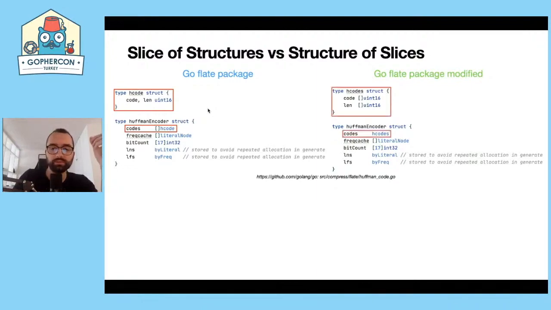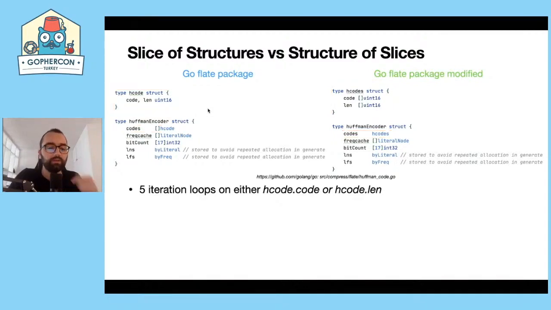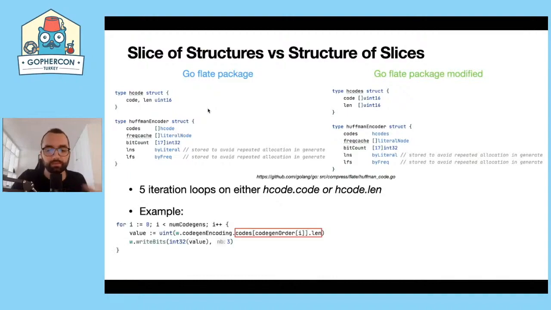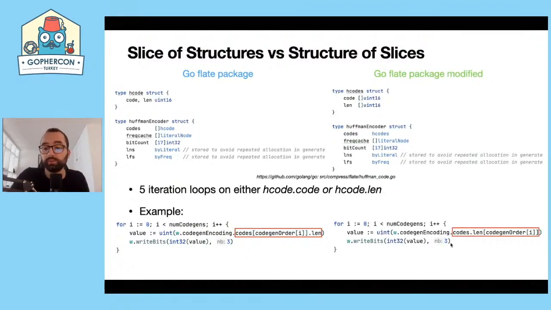And here what we see instead is a structure of slices, right? So it's a very simple change. And I found in the implementation that we had a 5 iteration loop on either hcode.code or hcode.len. In this example, my modification was because before we were accessing the index, then the element. I just modified things to access the element first at a particular index. My change is very simple, right?